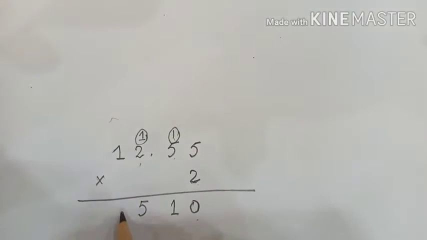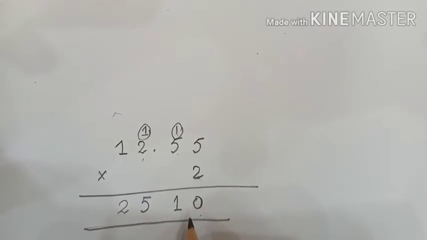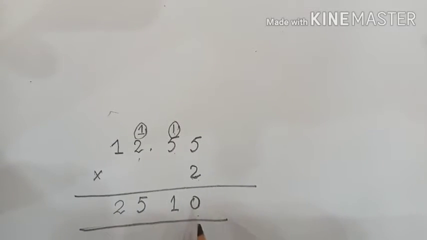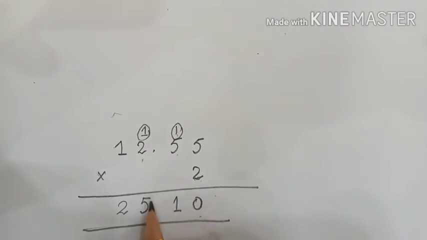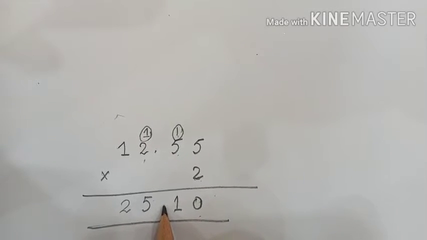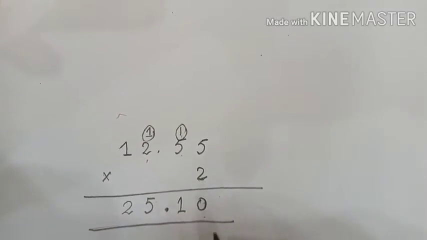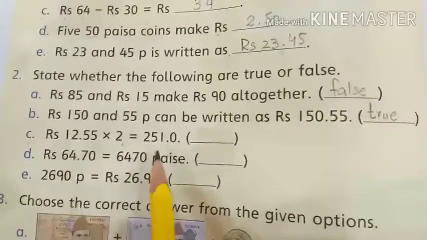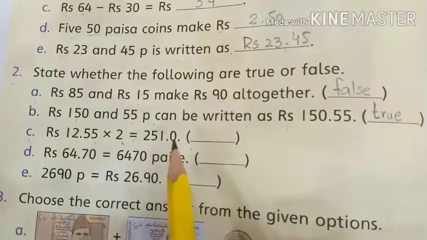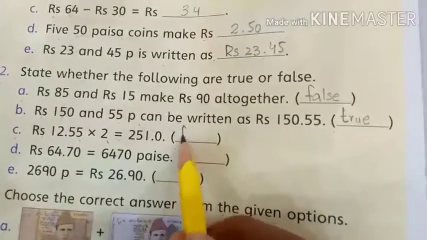2 1s are 2. Okay students, now we will put the point by counting the two numbers from the right side to the left. 1, 2. Here we will put the point. Okay students, the answer is 25.10. But here the answer is 251.0. So this statement is not true. We will write here false.